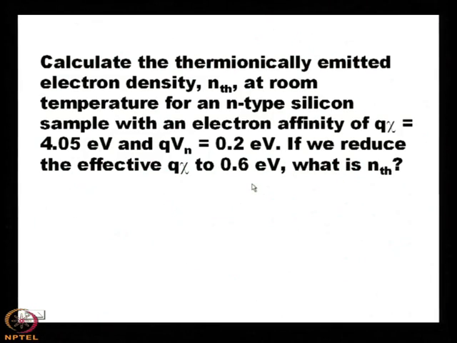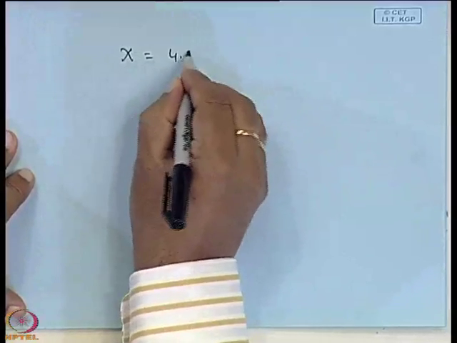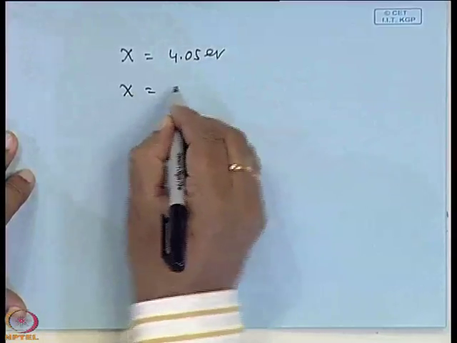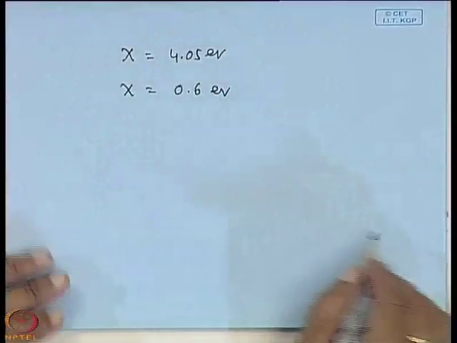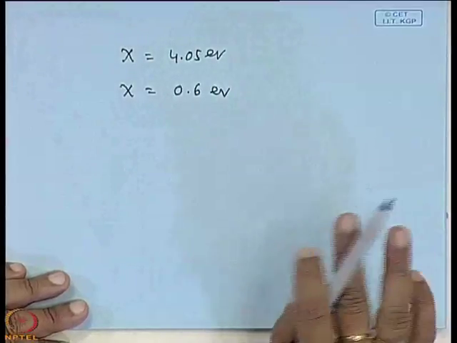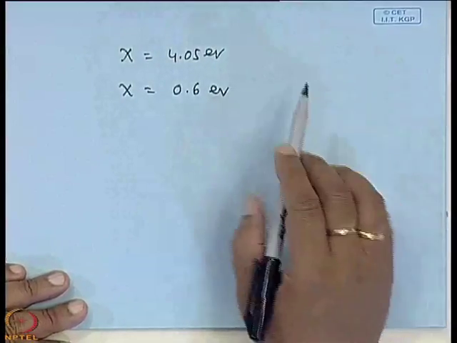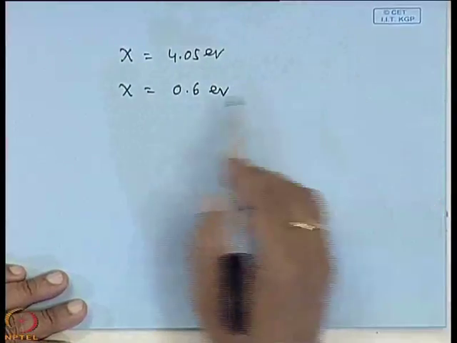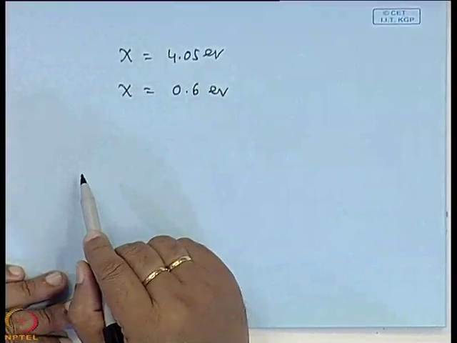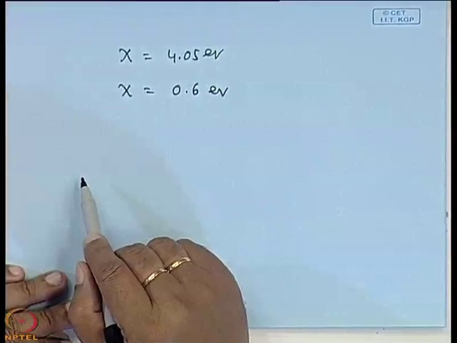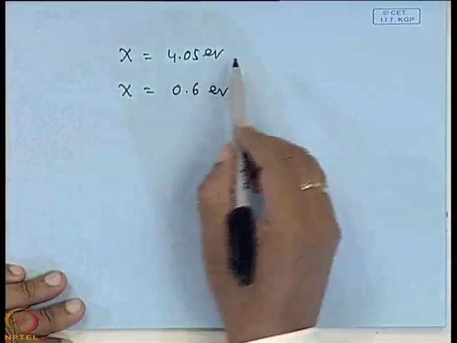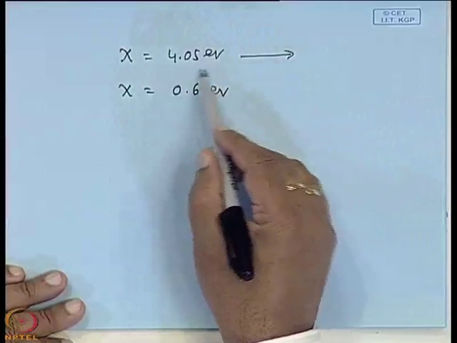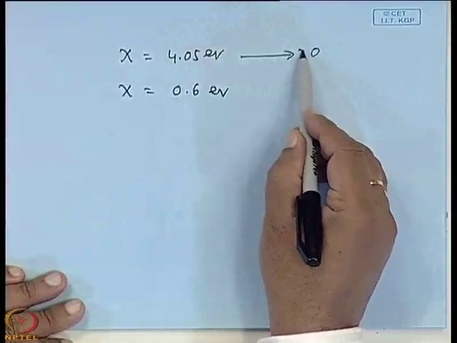You can try in your room, you will find that for chi equals 4.05 electron volt and chi equals 0.6 electron volt, only two cases are given. The rest of the things are same, NC is same, Vn is same, T is same, K is same. What do you expect? What should be the electron density? For the case where chi is 4.05, it is almost 0.